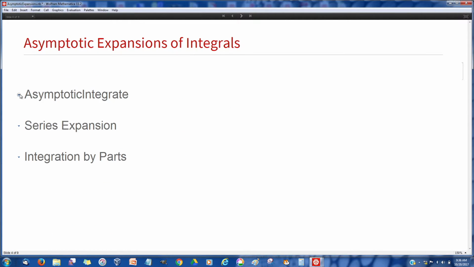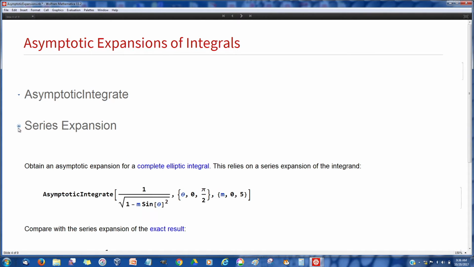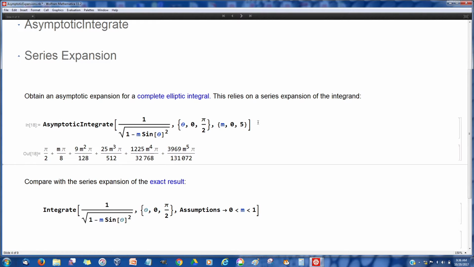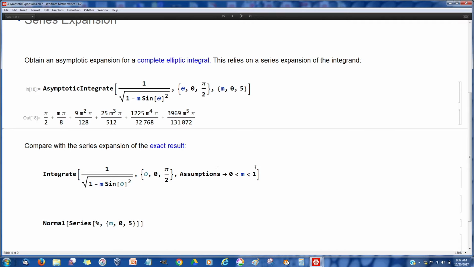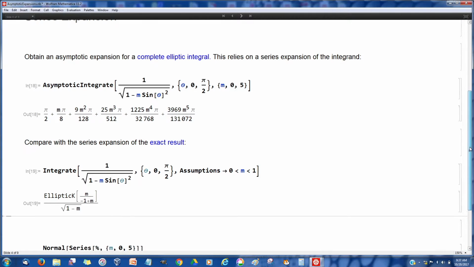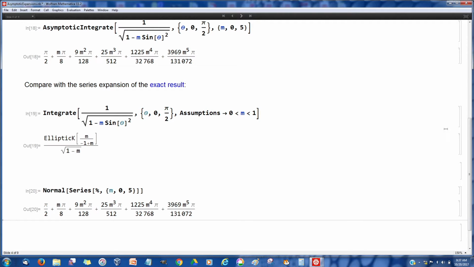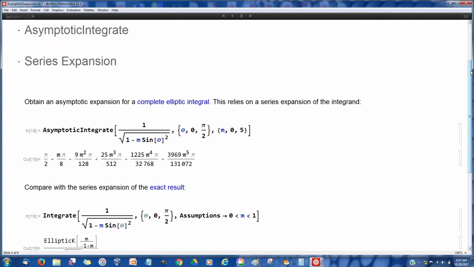Two examples to show what's happening. Here is a complete elliptic integral. That's the complete elliptic integral part, the first two arguments. And your parameter is m, so you want to expand with respect to that parameter, and you get back a series from AsymptoticIntegrate. You can compare that with Integrate. In this particular case, Integrate does work, and you get back the elliptic integral, of course. You do a series expansion, and you get the same answer. So that's one way of looking at AsymptoticIntegrate.